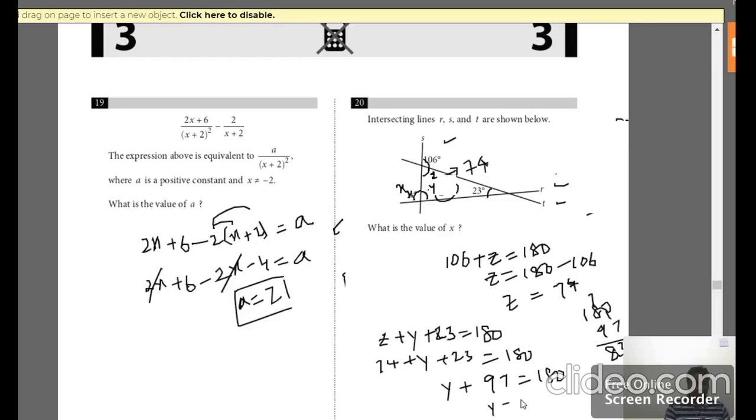So my y value is 83, but still that is not yet over, because this 83 and this x together will give me 180, and that's what I'm interested in. x plus 83 equals to 180. So subtract 83 from 180, you're going to get your x value. So 10 minus 3 is 7. This is 17. 17 minus 8 is nothing but 9. So basically the value of x is going to be 97.